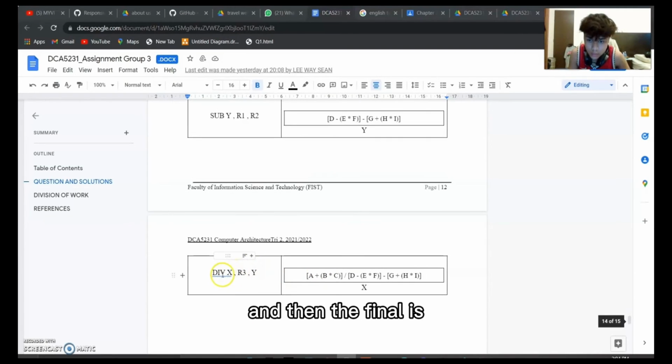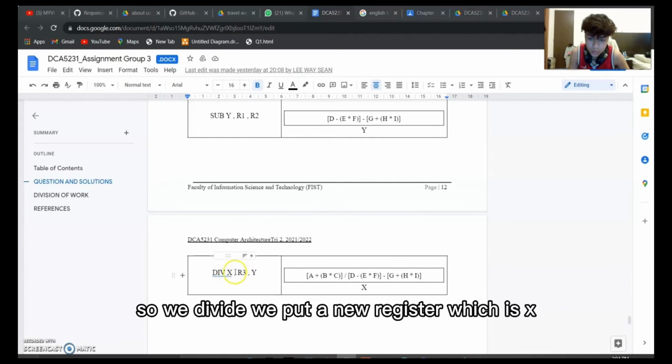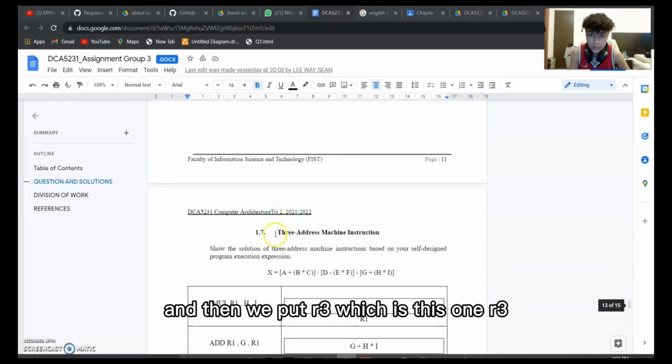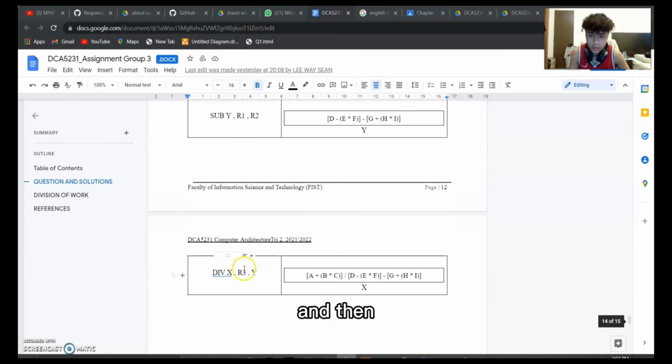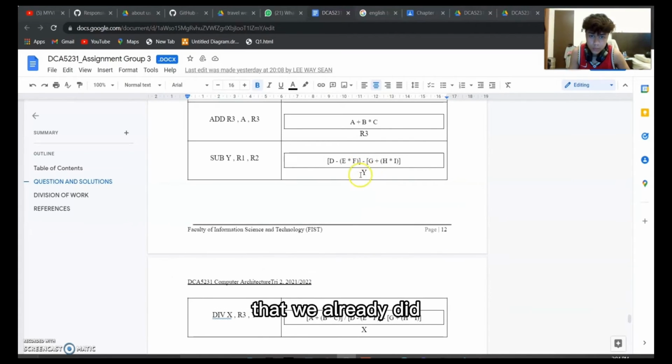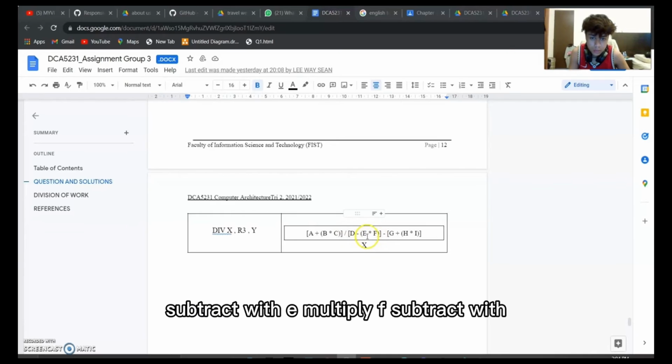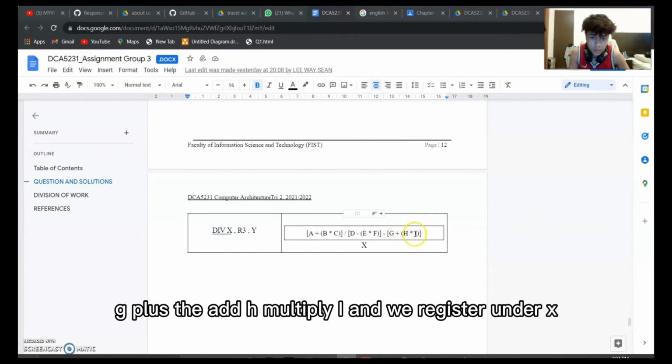And then the final is we divide. So we divide, we put a new register which is X, because here is X. And then we put R3, which is this one, and we put Y, this one that we already did. So this is the final one, A plus B multiply C, divide D, subtract with E multiply F, subtract with G plus H multiply I, and we register under X.